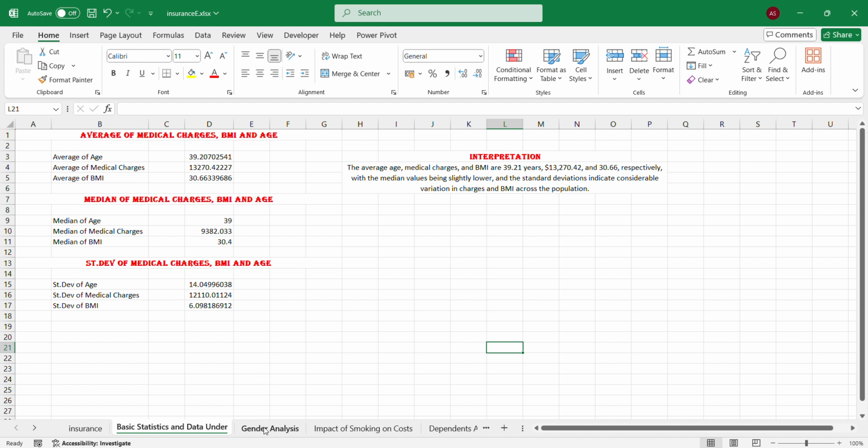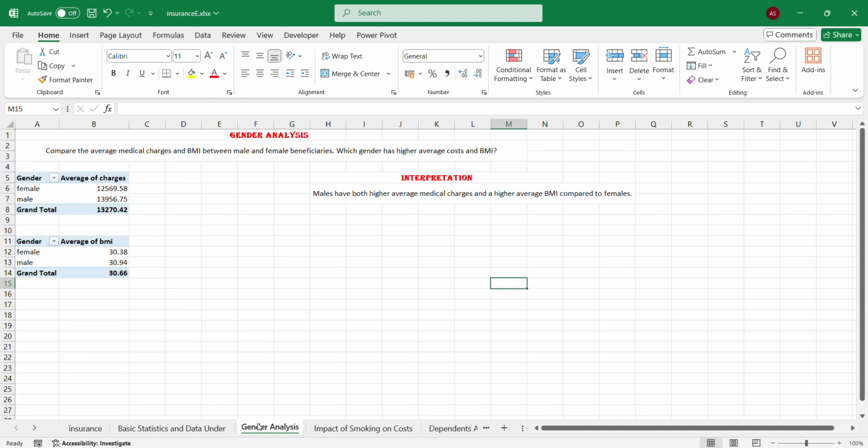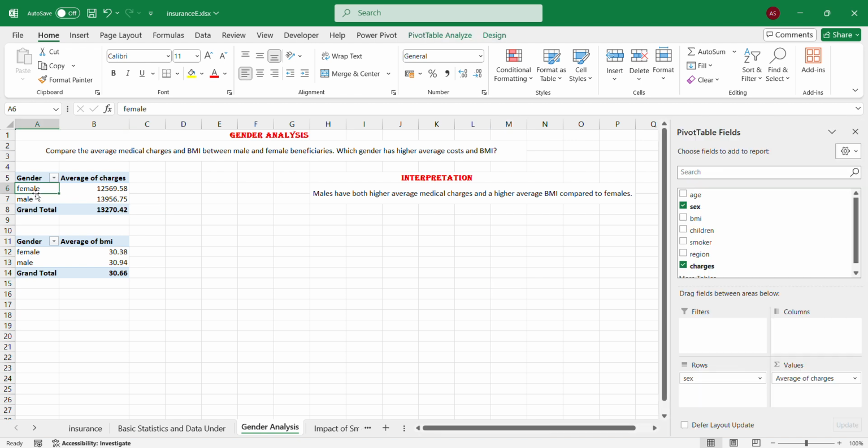Let's go to the gender analysis. In gender analysis, using pivot tables, there are two pivot tables, the first on the basis of average of charges and the second on the basis of average of BMI, and in both, the males have higher charges and higher BMI compared to the females.